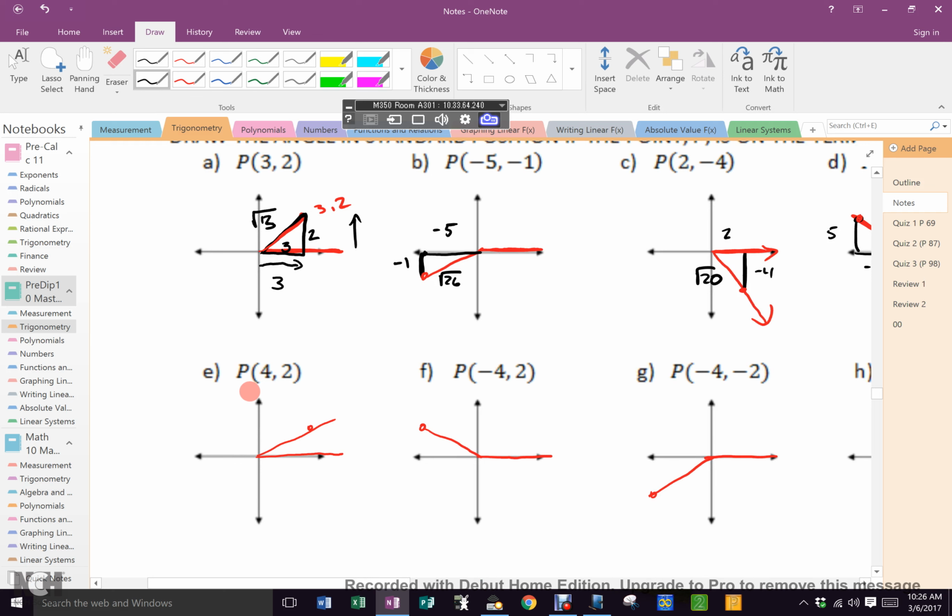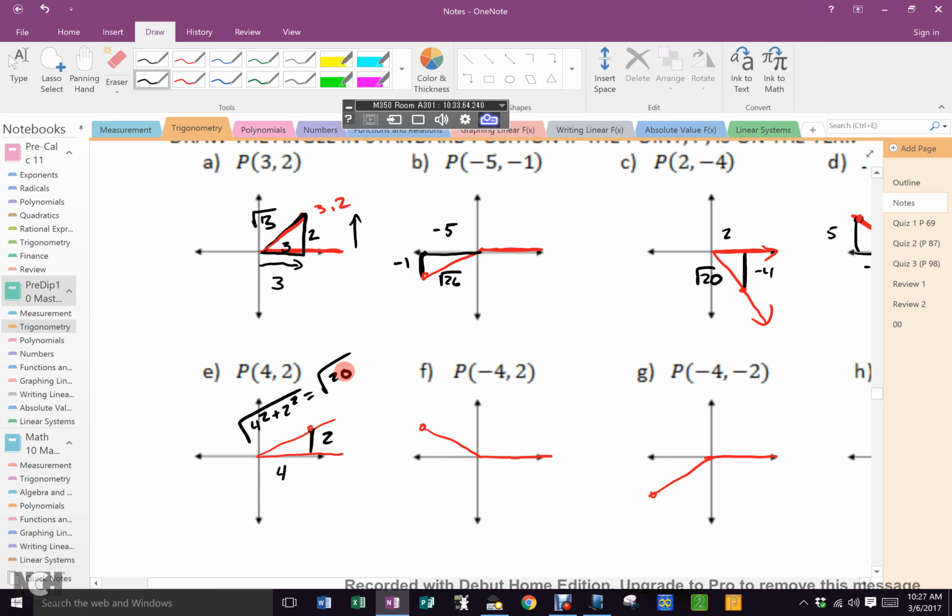Now, please notice E, F, G, and H are all pretty similar, aren't they? How far did I go this way to make my 90-degree triangle? 4. How far did I go this way? 2. Now, I'm going to do the hypotenuse in all the steps. Every hypotenuse is leg squared plus leg squared equals hypotenuse squared, yes? So this is the square root of what's the first leg? 4 squared. Plus, what's the second leg? 2 squared, which means I have the square root of 16 plus 4, which is 20.